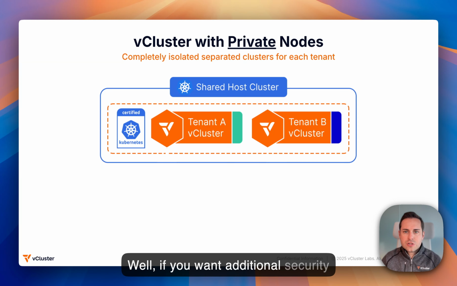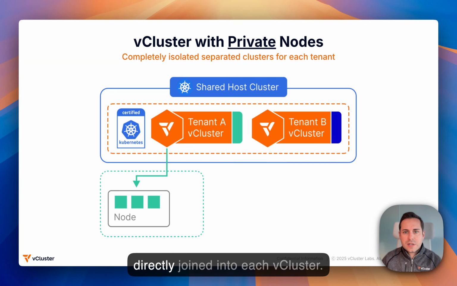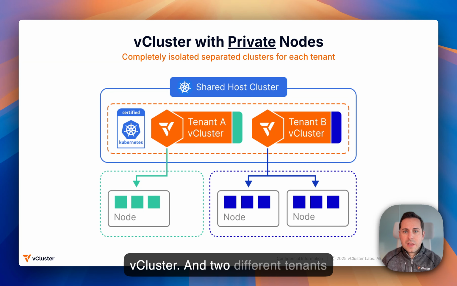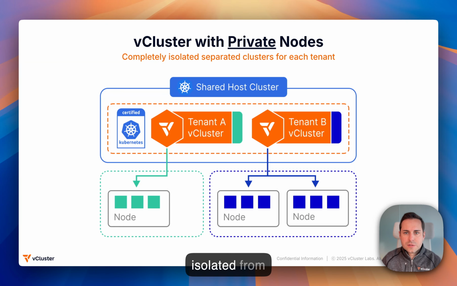Well, if you want additional security and additional isolation, you can use private nodes. What private nodes allows you to do is still run the vCluster control plane in a shared host cluster, but the nodes get directly joined into each vCluster. That means they're private to that vCluster. And two different tenants effectively form two entirely separate clusters. Not just the nodes are separate, the CNI, the CSI, everything is completely isolated from each other.